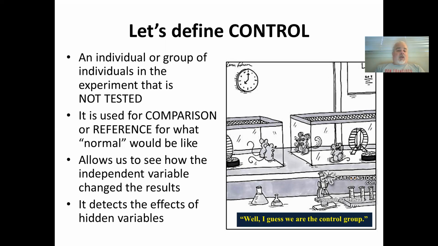So anyway, the controls are used for comparison or reference, so you know what normal is. What are you measuring against? Because you never know what changes in the experiment. Even if you think you don't change anything, everything is kept as consistent as possible. Each experiment is unique. So each experiment needs its own set of controls.